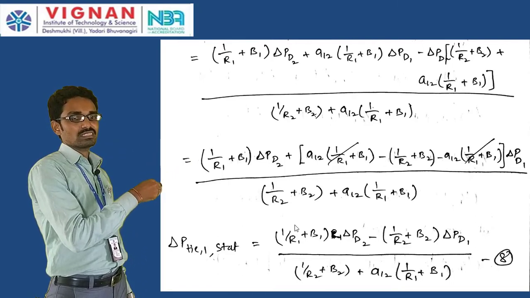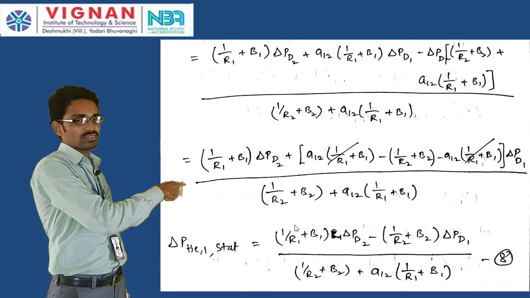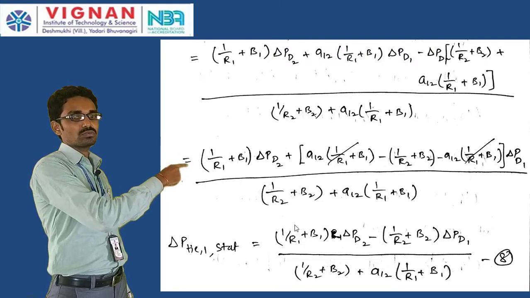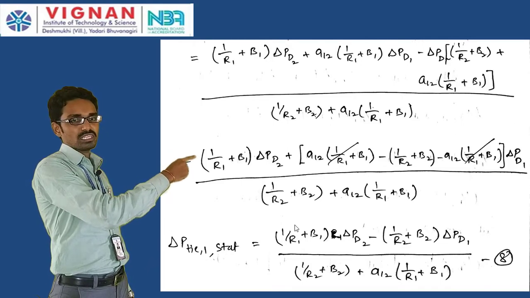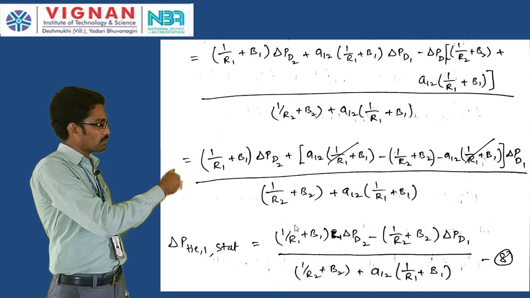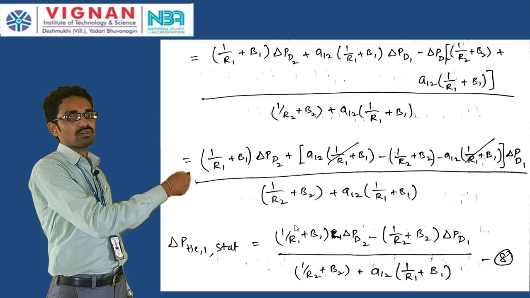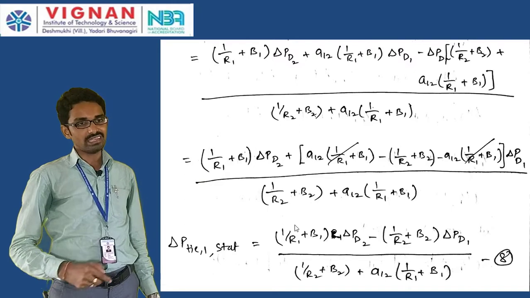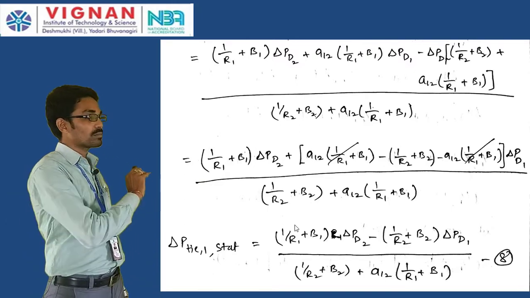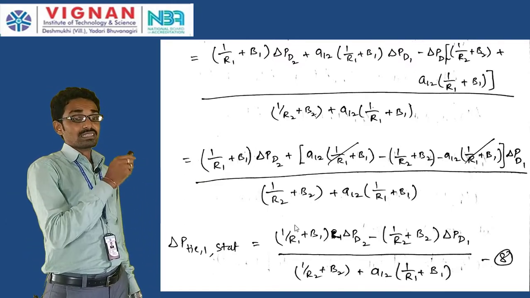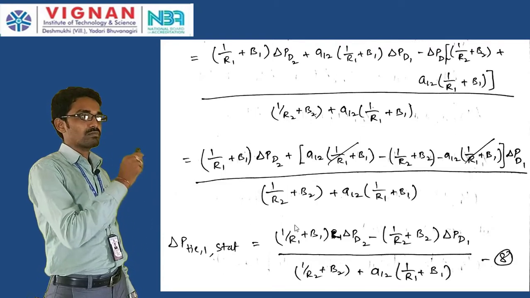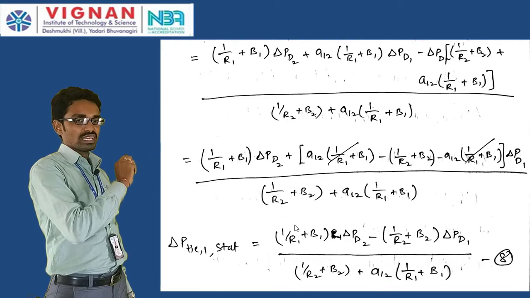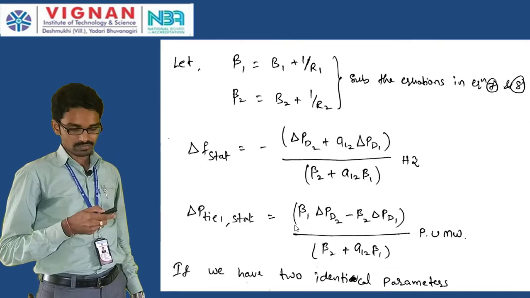Then you have equation 8, that is delta PT1 static is equal to 1 by R1 plus B1 into delta PD2 minus 1 by R2 plus B2 into delta PD1, divided by 1 by R2 plus B2 plus A12 into 1 by R1 plus B1. That is equation 8. Equation 8 is nothing but delta PT1 static, the static power which is transferred from control area 1 to control area 2 through the tie line.